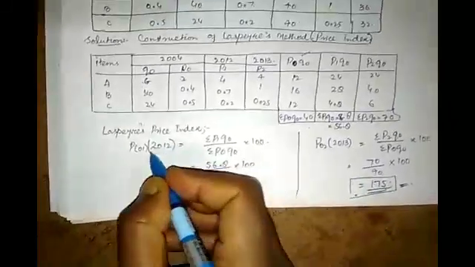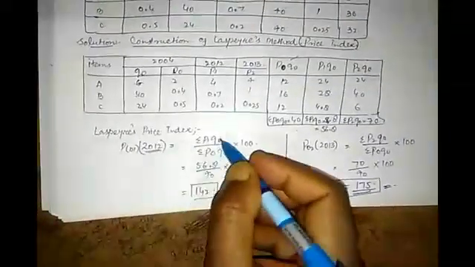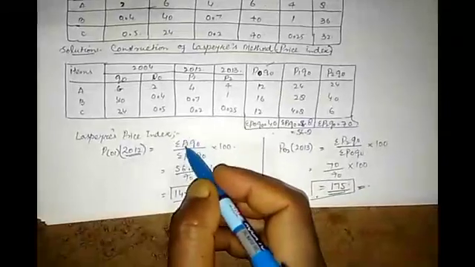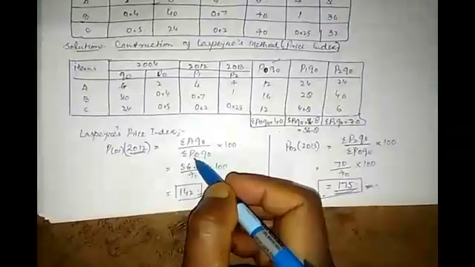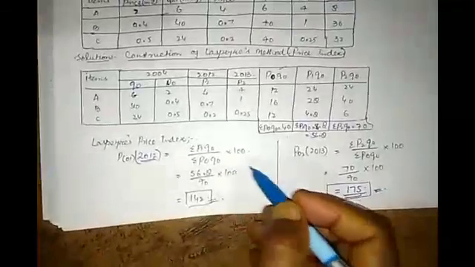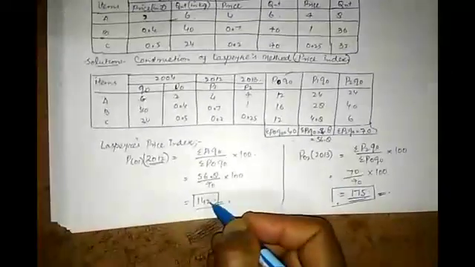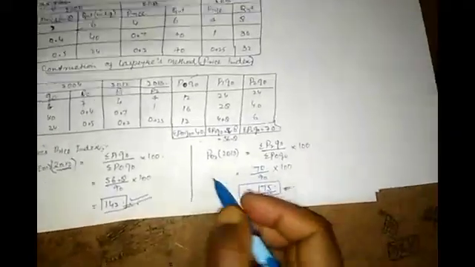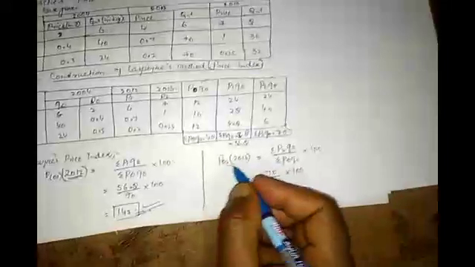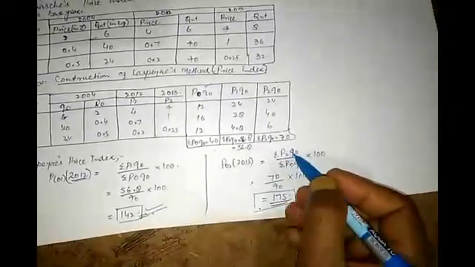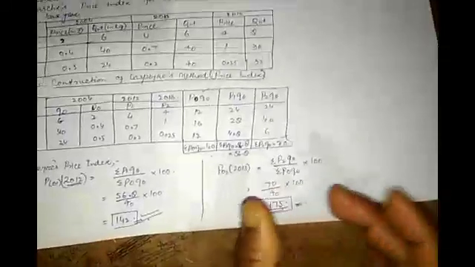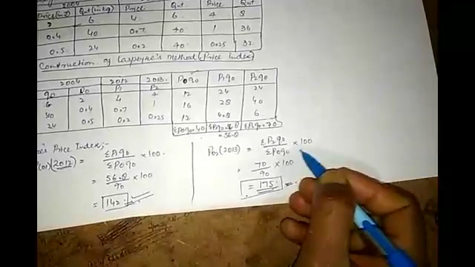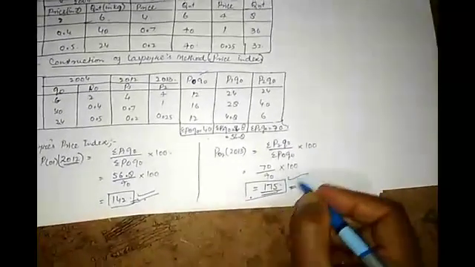P01 of 2012: when we take year 2012, we take the simple formula that Laspeyres method has. Summation of P1Q0 divided by summation of P0Q0, multiplied by 100, and we find the value that was equal to 142. Then we move forward. We see the price index of 2013. We do the same procedure and same method. Summation of P2Q0 divided by summation of P0Q0 into 100, and the result was 175.